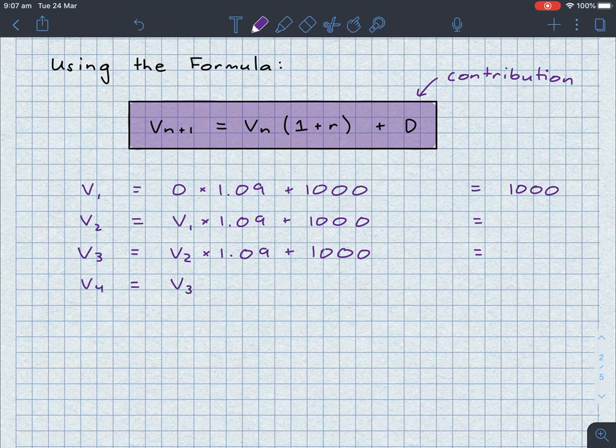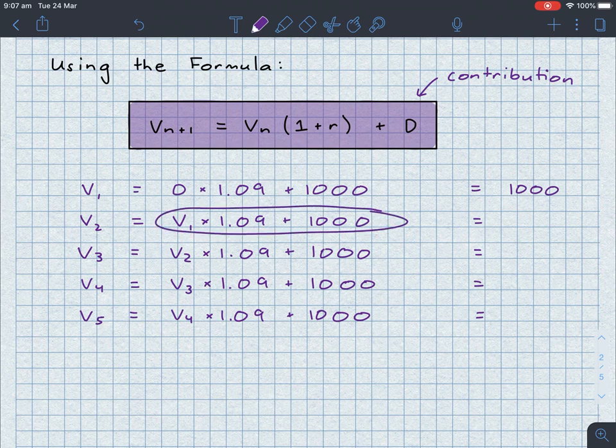The value at the end of the 4th year will be the value at the end of the 3rd year, times by 1.09 plus 1,000. And then V5 equals V4 times by 1.09 plus 1,000. Now, I haven't filled any of these in because I want to show you a shortcut on your calculator. If you type in this line into your calculator, but obviously instead of V1, use the $1,000, then hit equal, it will tell you 2090, which is also what we got in the table.